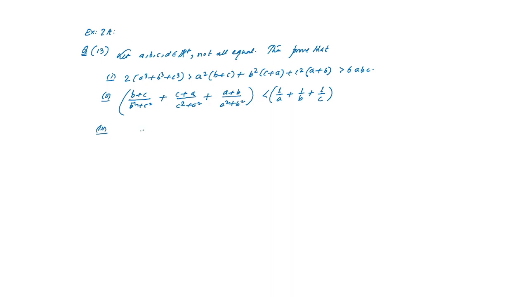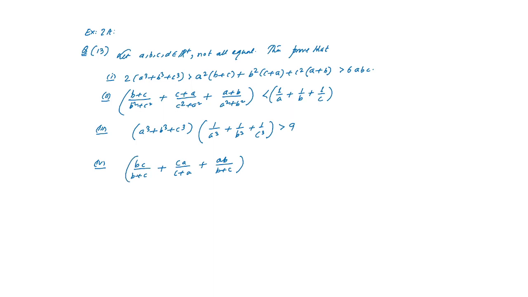Next, third, a cube plus b cube plus c cube multiplied by 1 by a cube plus 1 by b cube plus 1 by c cube. This value is greater than 9. And fourth, bc by b plus c plus ca by c plus a plus ab by a plus b. This value is less than a plus b plus c by 2.